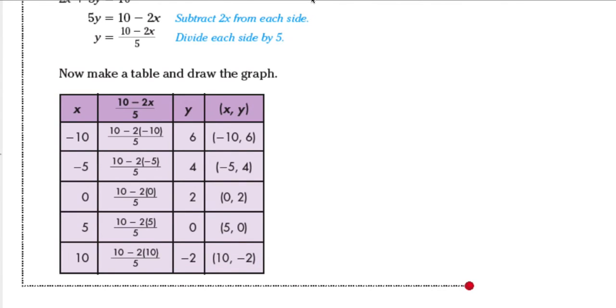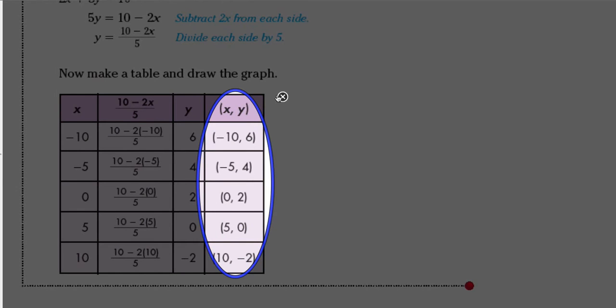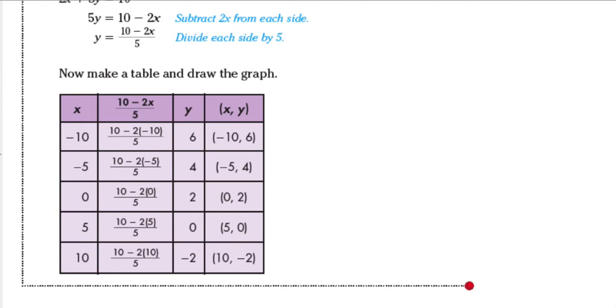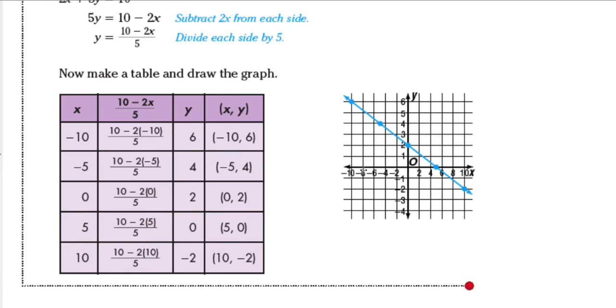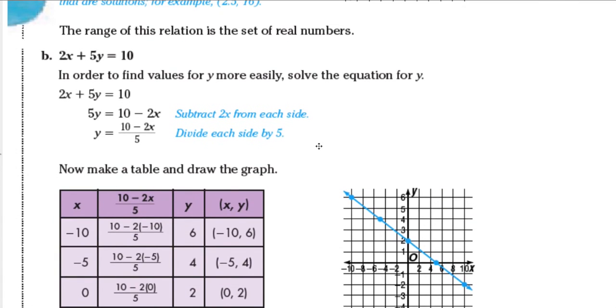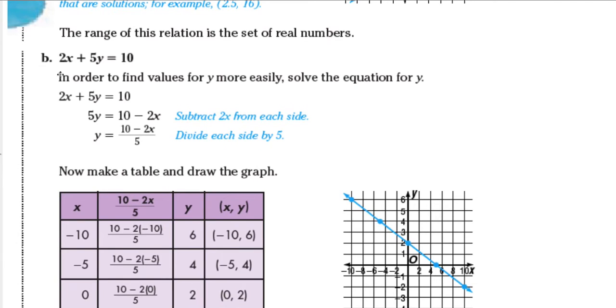And what do you do after that? You simply get these ordered pairs right there, not including, of course, x and y, and you begin to graph your ordered pairs. After that, connect them with a straight line, and that is the graph of the equation 2x plus 5y equals 10.